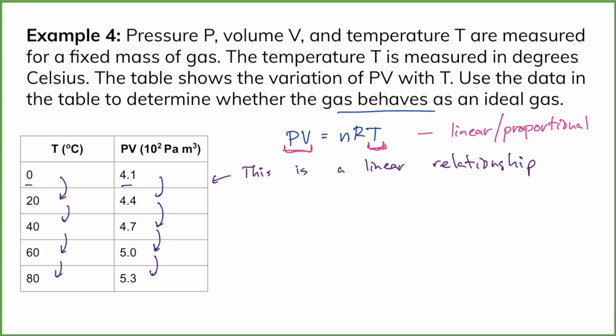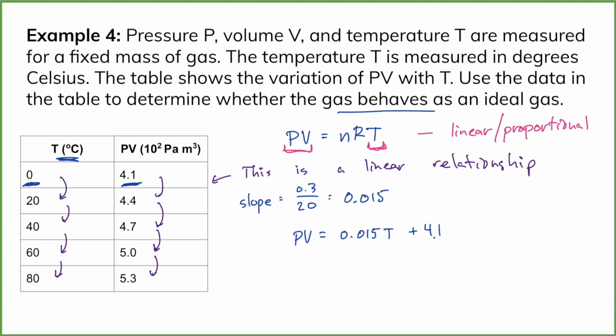Well, the slope of this line is going to be 0.3 over 20, and that gives me 0.015. And then we need to get the y-intercept. Well, they actually already gave us that in the data table. When x is 0, the y value is 4.1. So the equation that I would write would be PV equals 0.015 T plus 4.1.